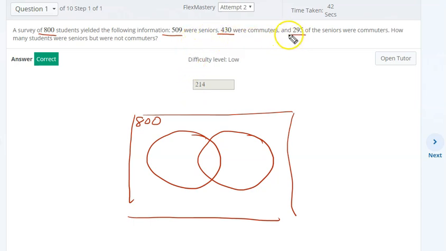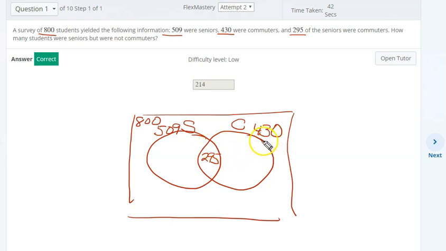Now, what we want is the intersection of these two groups. These would be seniors and commuters. So this is 295. And we know the seniors were 500 and the commuters were 430. Okay, we've put this information into an organized Venn diagram.